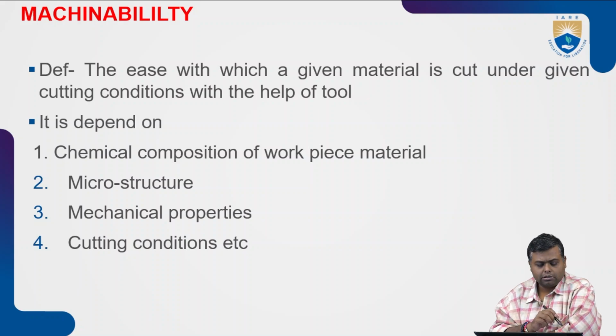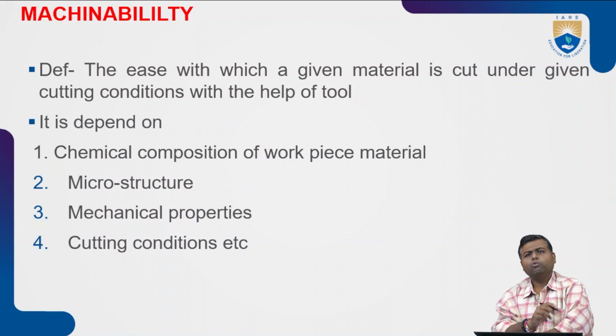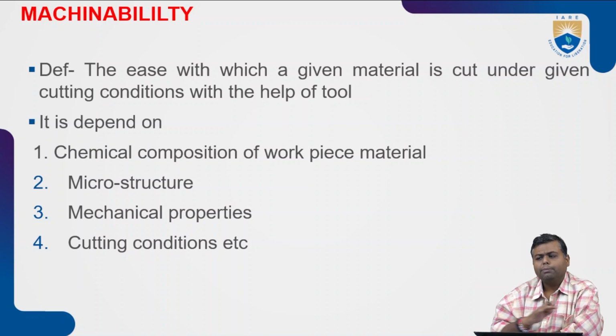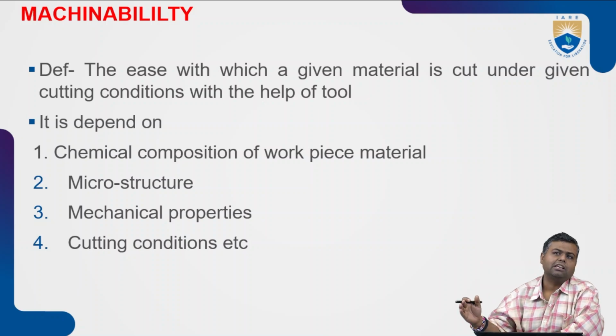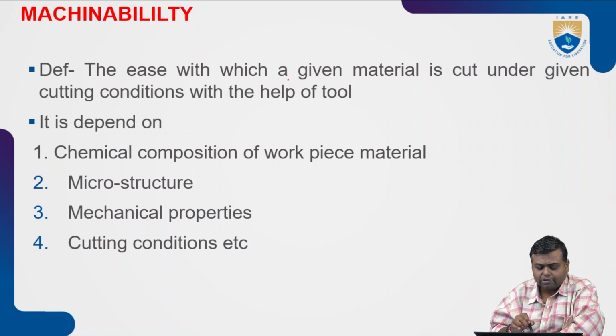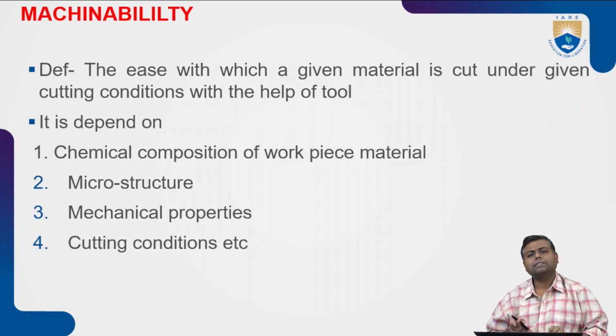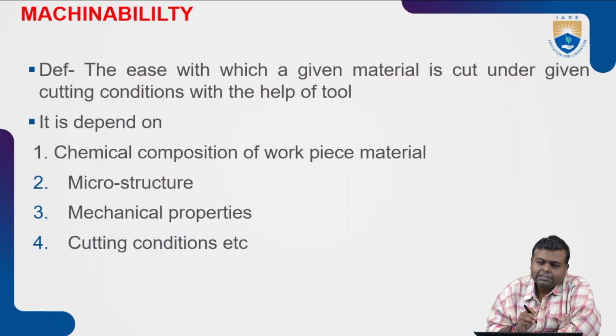So machinability is a thing which justifies the machining process. In general, if you want to define it, it is how easily you can do the machining process. So in general, the ease with which a given material is cut under given cutting conditions with the help of the tool. So machinability is an index number. The index number says how easily you can machine the given material with the help of the tool, with the help of the different parameters.